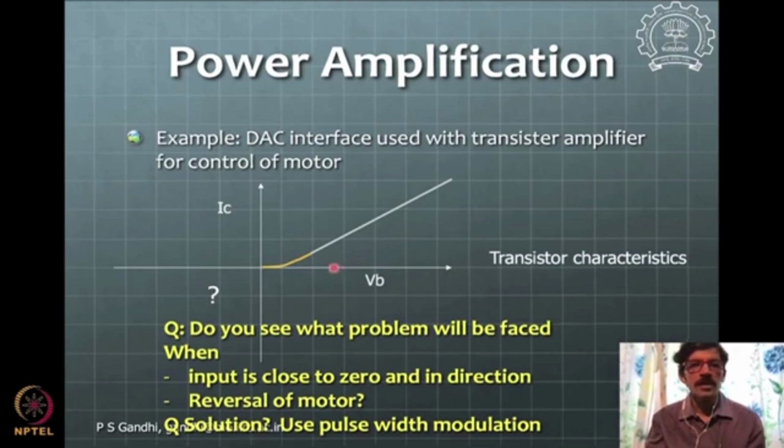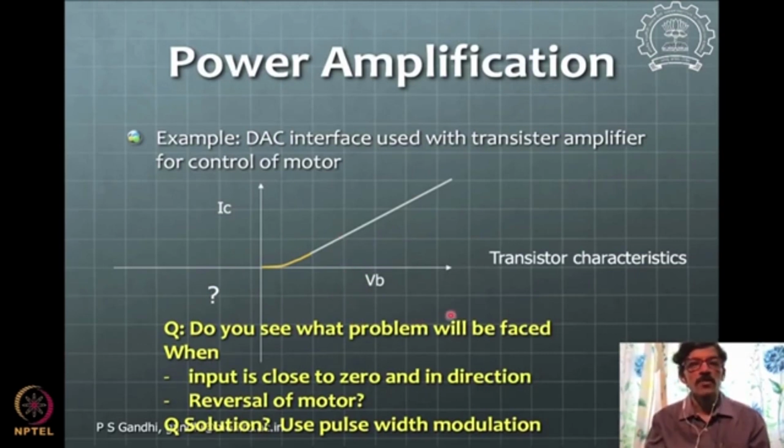The other thing we need to think about is that on the other side we don't have the same kind of characteristics, and we need to see how to reverse the direction of the motor. We cannot drive current in the negative direction with the same kind of circuit. We need to do something else to reverse the direction of the motor.